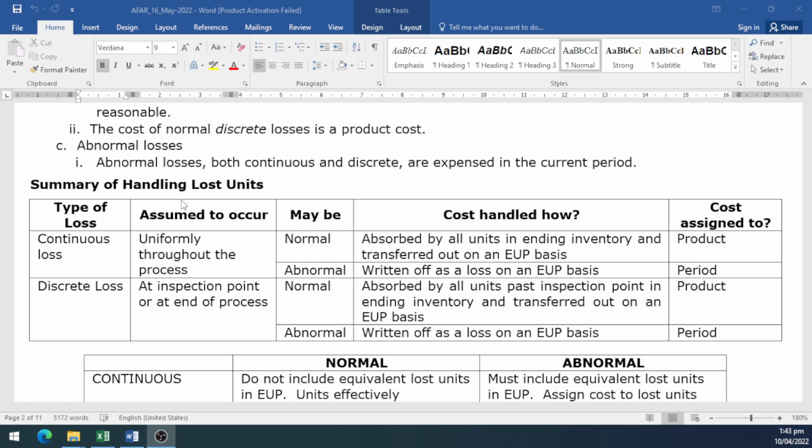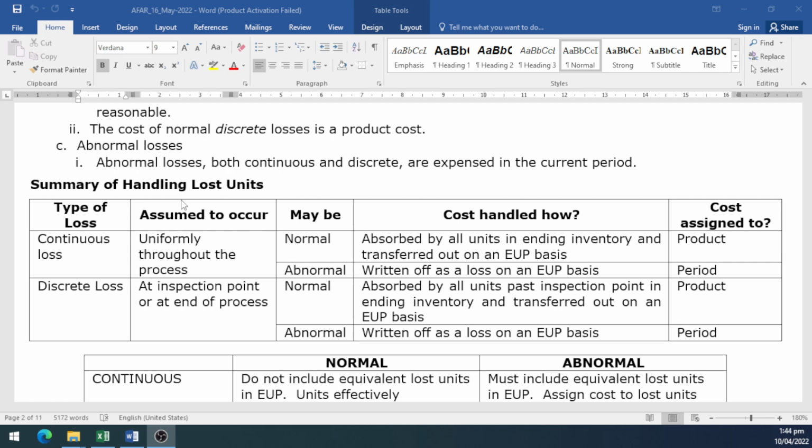Okay, same principle that we used in job order costing. Ang loss, dapat i-classify muna natin kung normal or abnormal. Kasi yung normal, yan ay product cost. Yung abnormal, period cost yun. Ibig sabihin, it will be written off as a loss. And the type of loss in process costing will be continuous loss or a discrete loss.